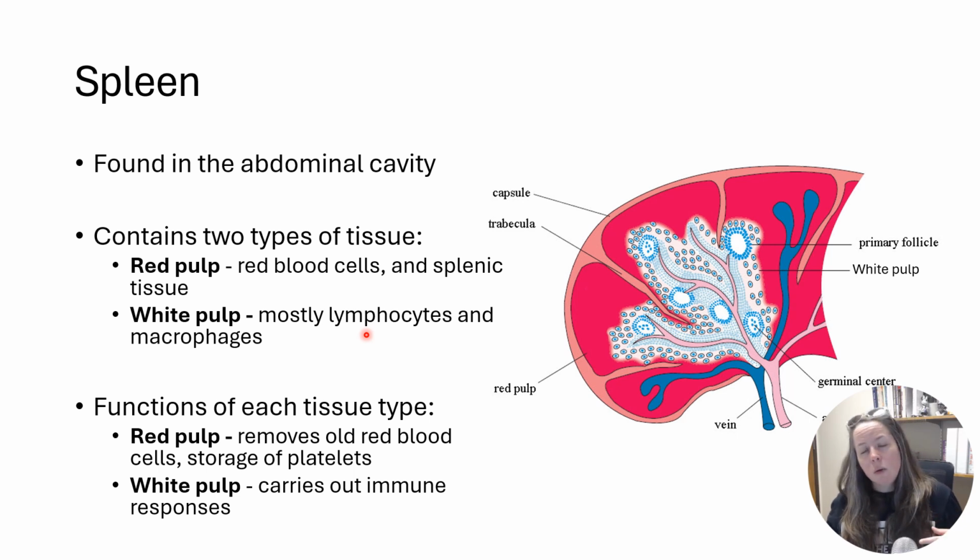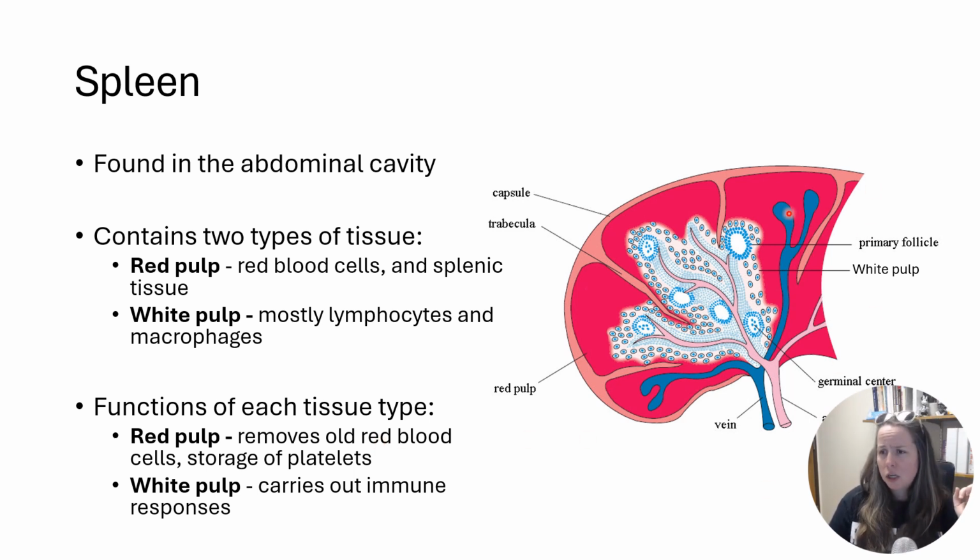And it also is important in basically the cardiovascular system. It will help remove old blood cells. Remember, they only live about 100-120 days, and it's going to be a major site of platelet storage. So if we are bleeding, your spleen can sort of squeeze out extra platelets to help with clotting.